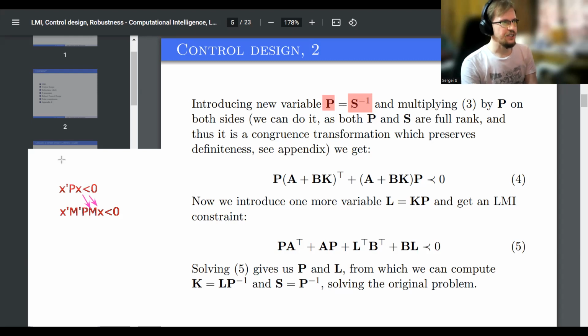Right. If it is, but since it is full-rank, there's a two-way implication because you can always multiply by inverses of those matrices and it would be the same. All right, so let's prove it.